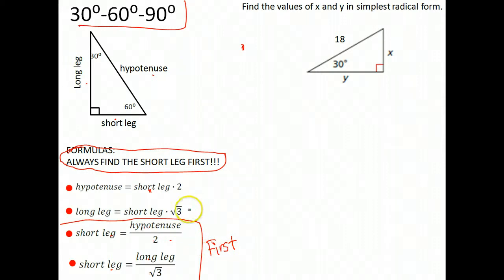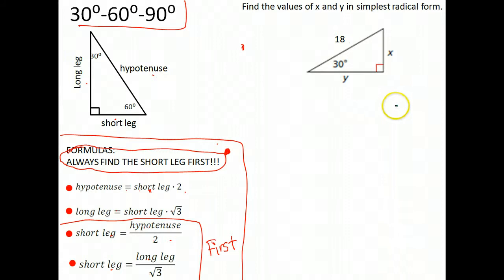If they did, and after you have the short leg, then you can go find the hypotenuse and the long leg. The hypotenuse is the short leg times 2. The long leg is the short leg times the square root of 3. Make sure you have these formulas in your notes, as well as a big thing that says find the short leg first.